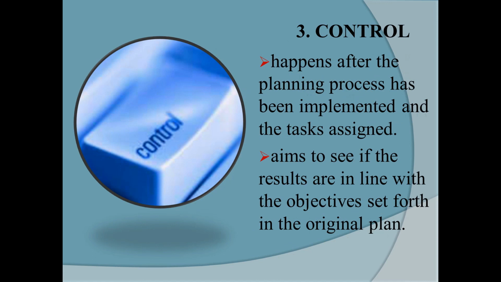So after directing, of course, number three is control. Happens after the planning process has been implemented and the task is assigned. Aims to see if the results are in line with the objectives set forth in the original plan. So in control, there is an element of monitoring what is accomplished and what is still yet to be accomplished.